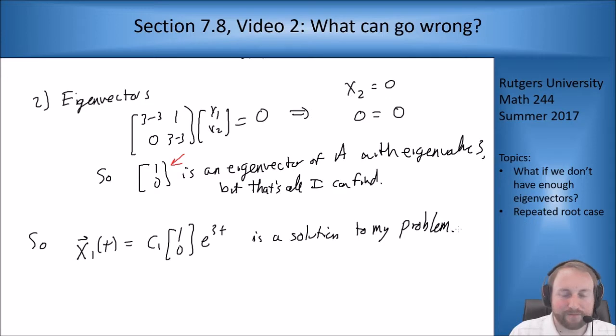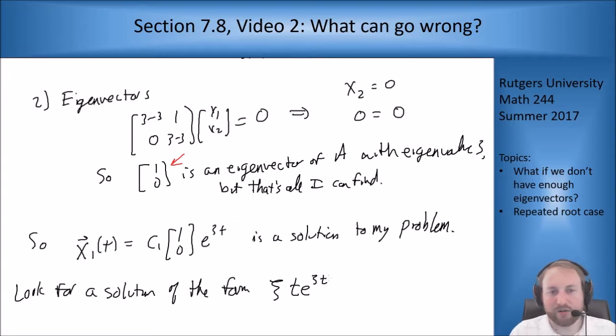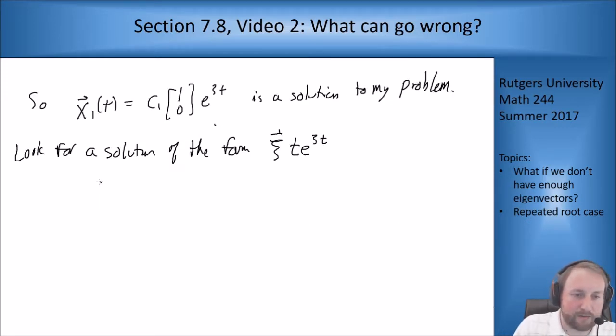So how do we do that? Well, in the second order case, we multiplied by t. So why don't we try that again here? Let's look for a solution of the form some vector c times t e to the 3t. Since 3 is a double root, let's put a random vector c in front of that, and we'll see what equation this c has to satisfy to see if we can pick it to be our second solution. So let's plug it in. We're trying to solve x prime equals Ax. We'll just leave A for now.